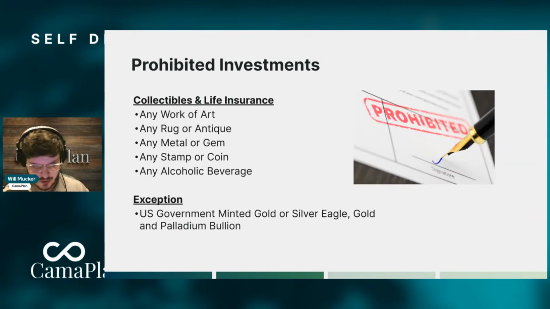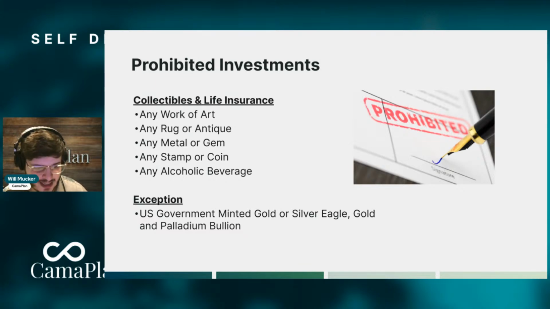So we just went over what you can invest into. We're going to talk about the few things you can't invest into with your IRA or retirement account. So the IRS wants to prohibit any collectibles and life insurance being purchased out of the IRA. They don't want you going to a garage sale and purchasing with your IRA a $20 painting you see at the garage sale, and it turns out to be like a $2 million painting. So they want to avoid things like that.